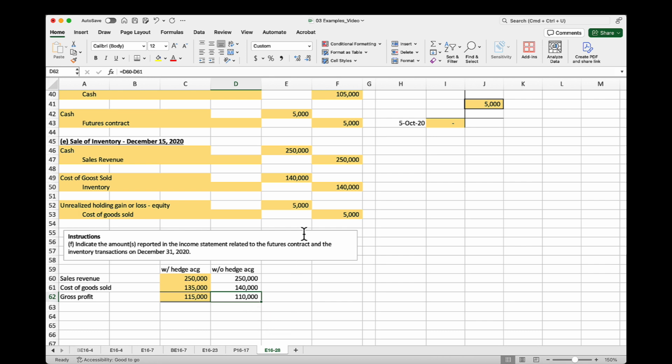Now, if we didn't have hedge accounting, we would still have the benefit of our derivative transaction. But remember, it would just be like a gain on derivatives, and it would show up over here somewhere, unassociated with the transaction and the purpose of why we entered into that contract in the first place.